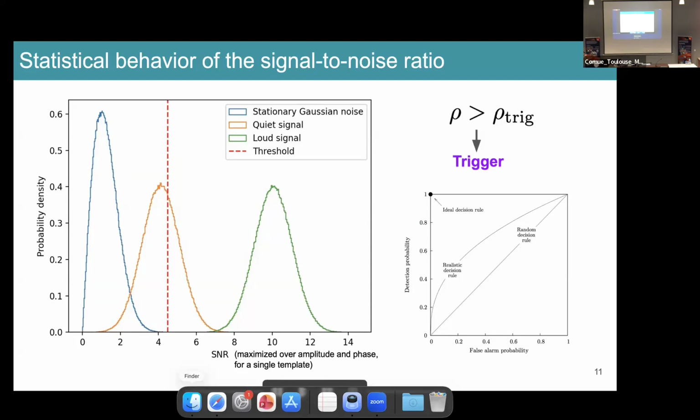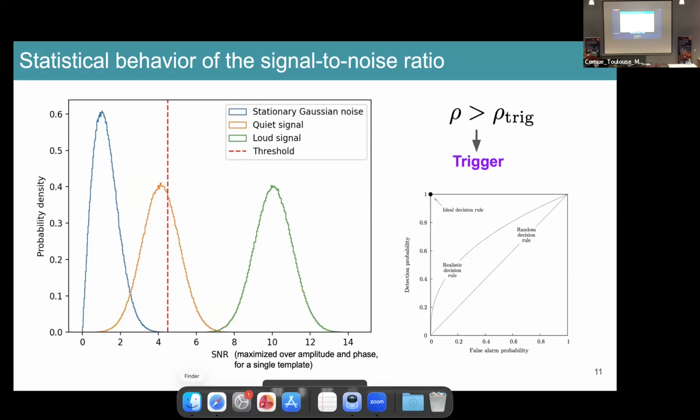So the effect of the threshold is twofold. You should probably look at this receiver operating characteristic here. If you lower the threshold, if you move the threshold towards 0, you increase the risk of making a false alarm. So you increase the risk of producing a detection when there is no signal in the data.